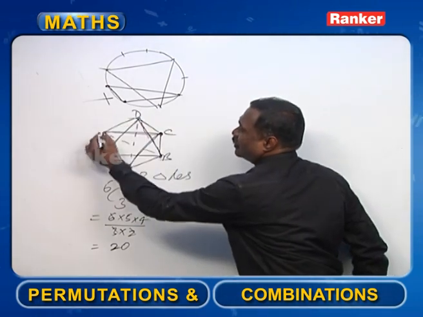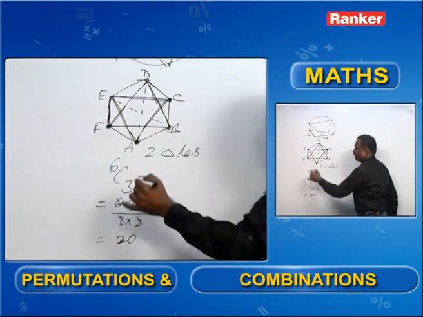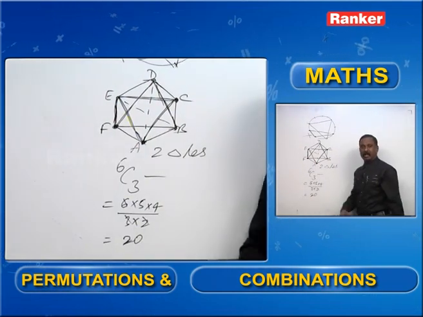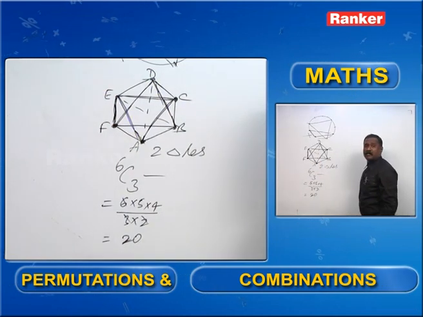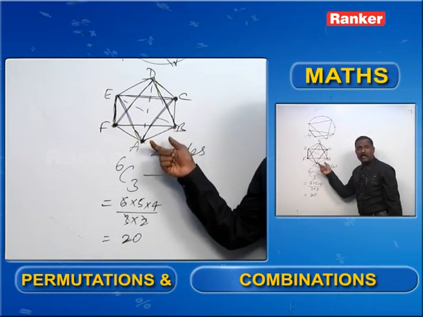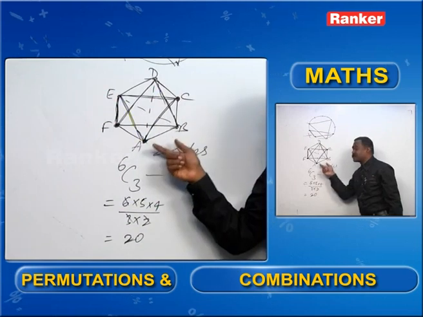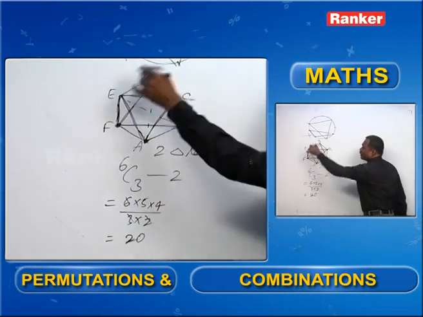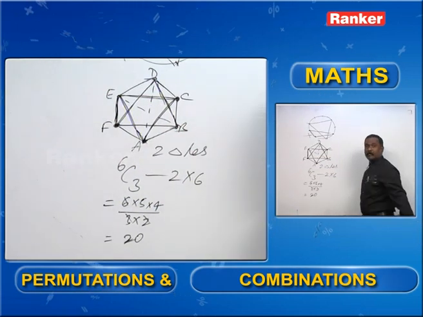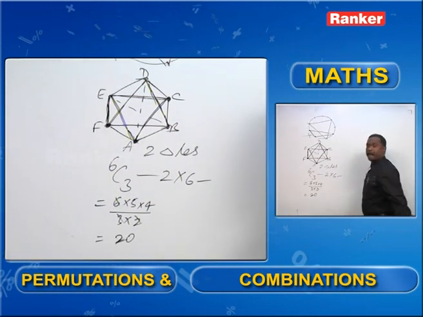BC is there, CD is there, DE is there, EF is there, AF is there. 6 are there. That means for AB you are getting 2 triangles which have AB, the side of the hexagon, as the side of the triangle, which is not needed. So each has 2, how many are there? 6, 6 into 2, minus.